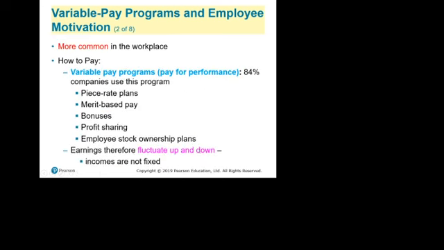There are many ways of how to pay employees. The first one, actually the most popular one, is called variable pay programs or pay for performance. That means they pay the salary or the compensation of the employees depending on how they perform. If they perform less, they will receive less. If they perform high, they will receive a high salary.